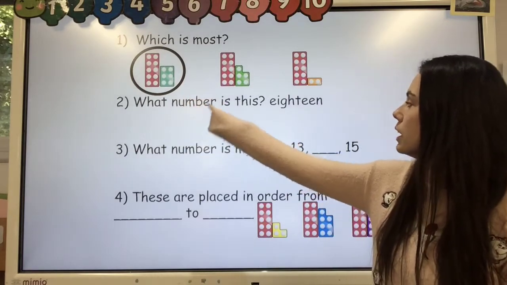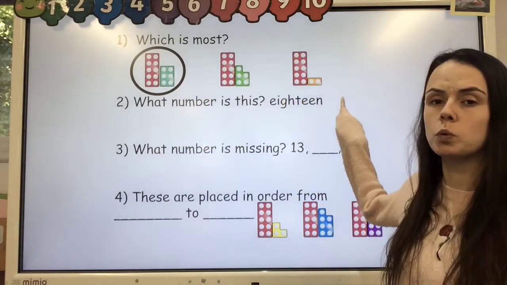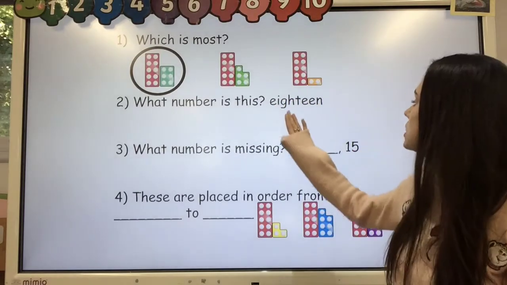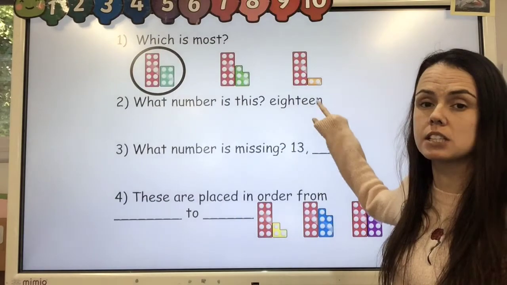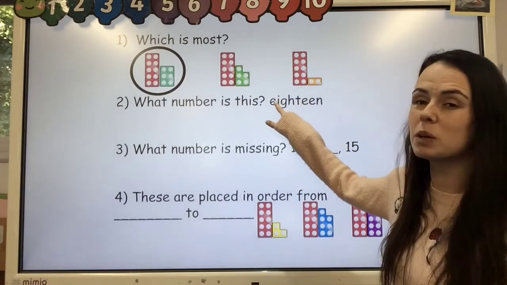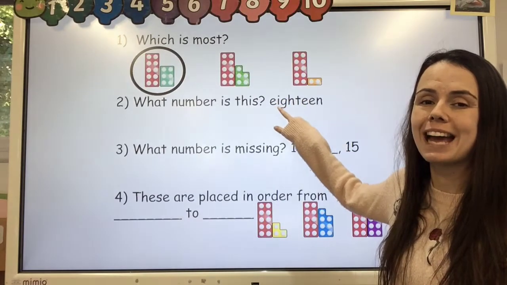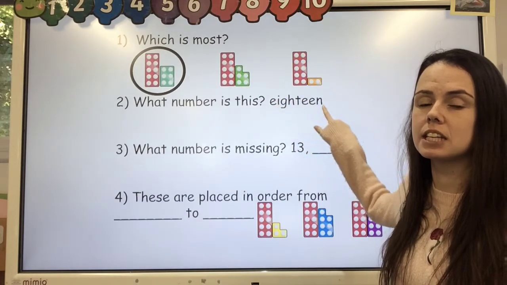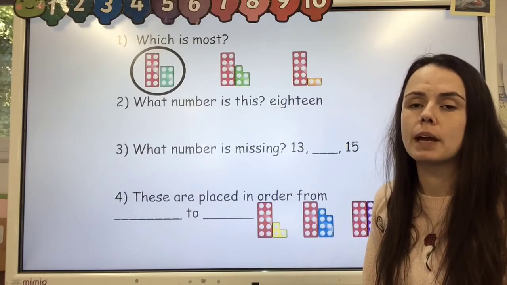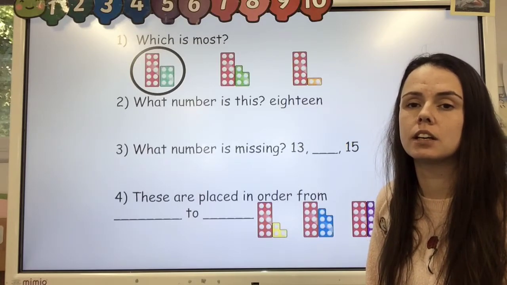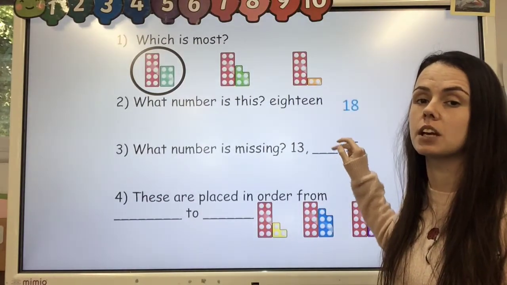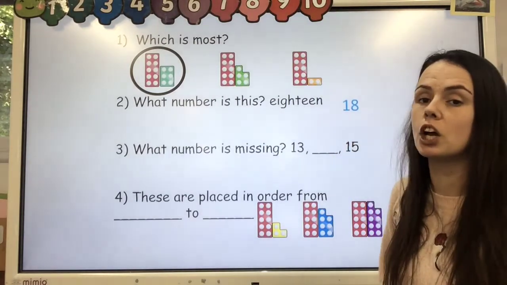Now let's have a look at this one. What number does this say here? Let's work this out. It's got teen on the end, so we know it's a teen, and it's got this number here. This is the number 8, so 18. How do we make 18? It's a 10 and an 8. So this is 18. Great work.